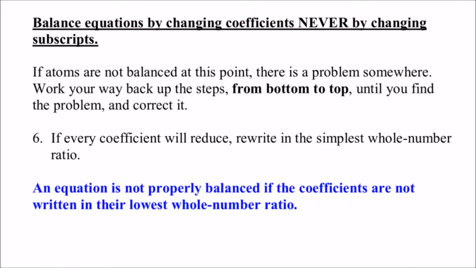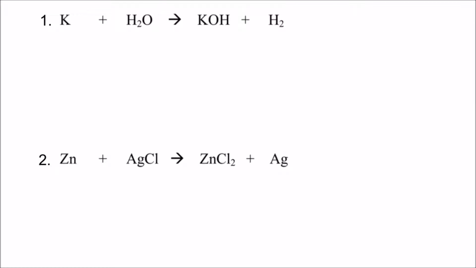Alright, let's do some practice questions. Okay, here's the first equation. Potassium plus water makes potassium hydroxide plus hydrogen. And we want to balance. Okay, so here's what I do. Some people will put a line underneath the reaction arrow just to kind of keep both sides separate. I don't prefer doing that, but you can if you want to.